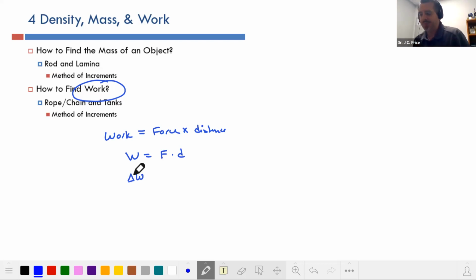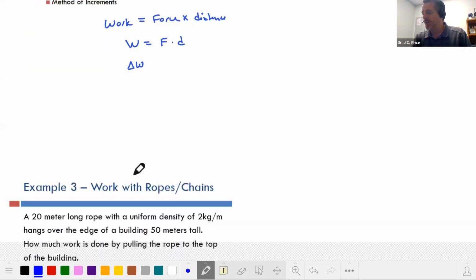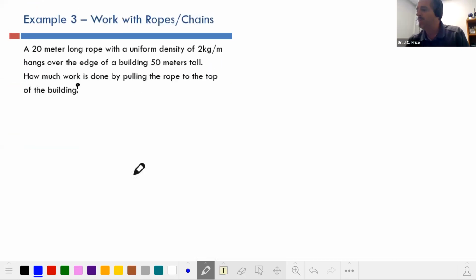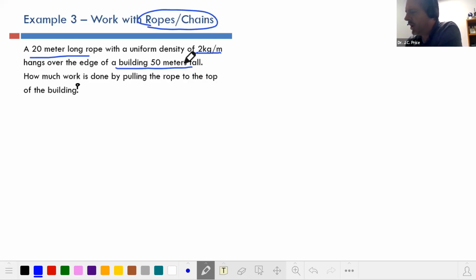So let's take a look at the question we're going to do here. We're going to do something with ropes and chains in this video, and we'll do the tank problems in the next video. And so what do we have? It says we have a 20-meter long rope with a uniform density of 2 grams per meter. It hangs over the edge of a building 50 meters tall. How much work is done by pulling the rope to the top of the building?